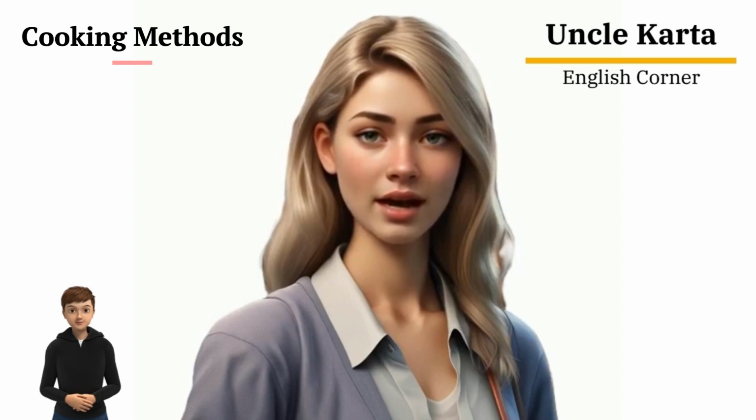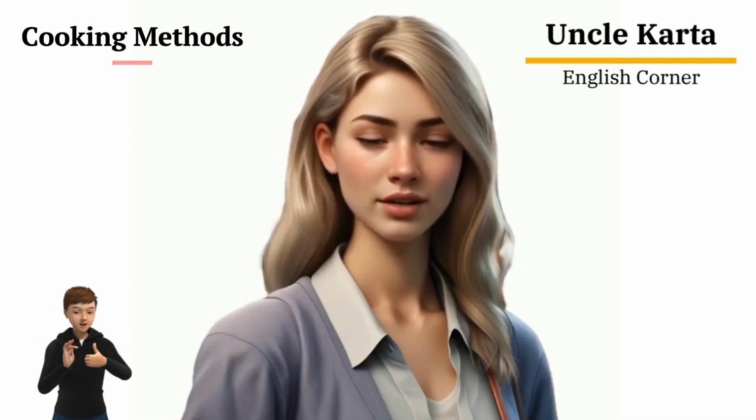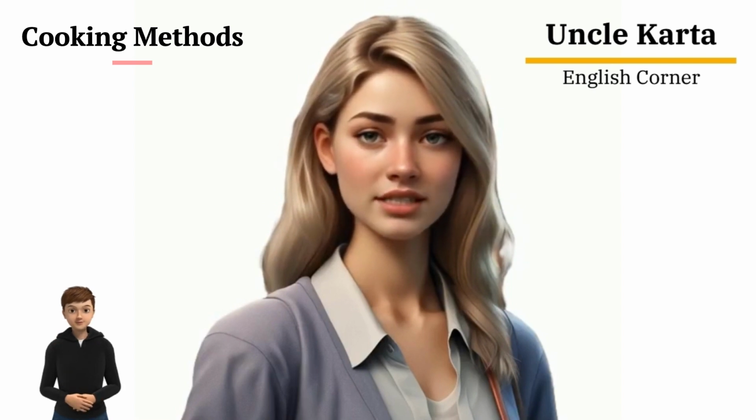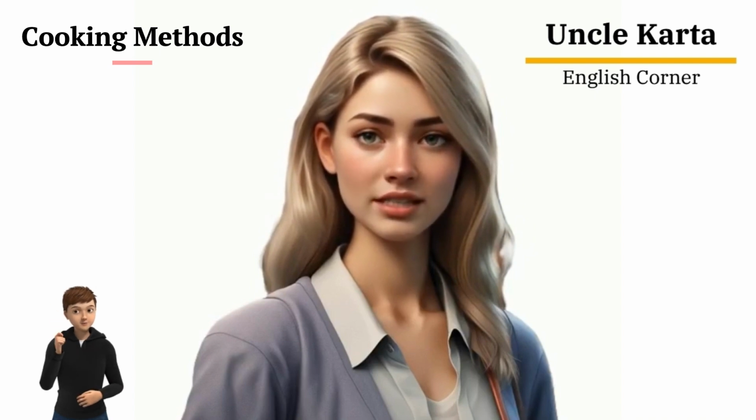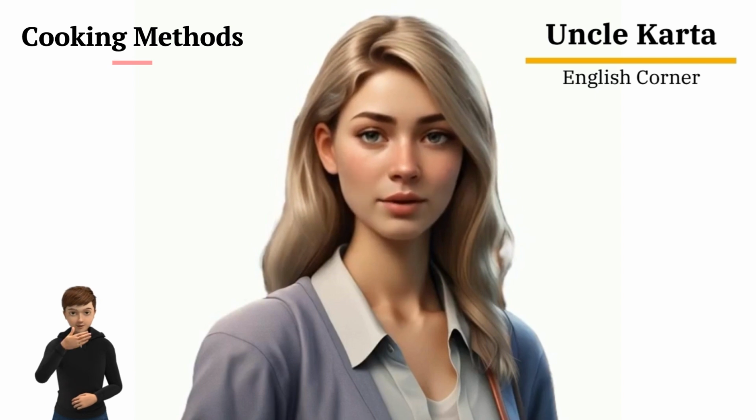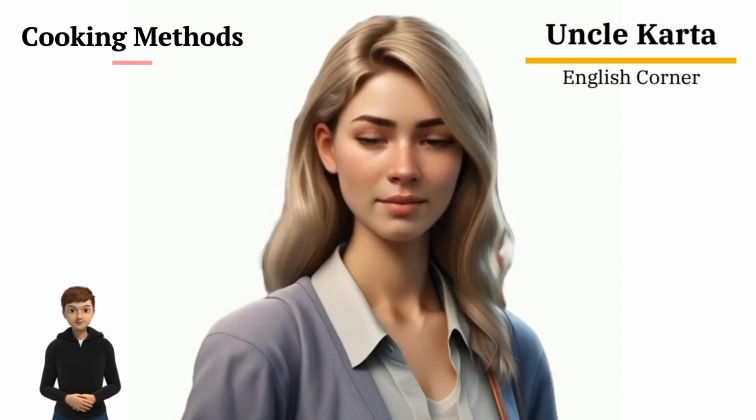Next is frying. Frying uses hot oil to cook food. There are two types of frying: shallow frying and deep frying. Shallow frying uses a small amount of oil, while deep frying uses enough oil to cover the food. Fried food is usually crispy and tasty, but it is less healthy because of the oil. Common fried foods include chicken, fish, and potatoes.